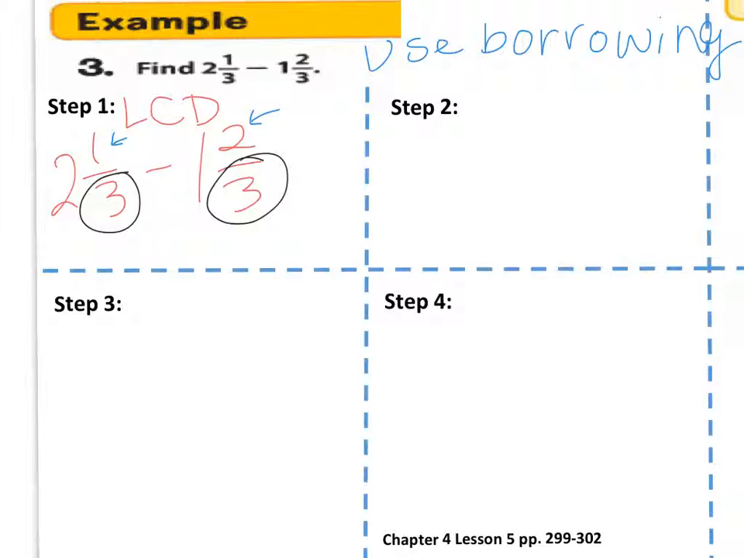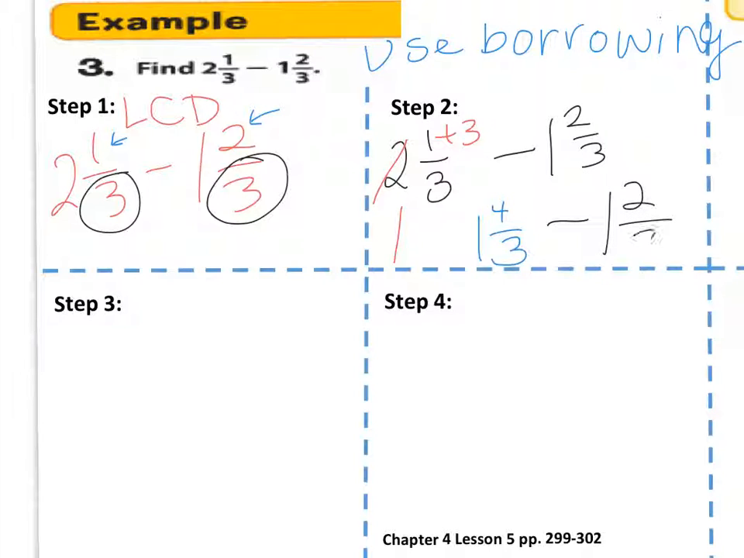In this case, I'm going to take the 2 1/3, and I'm going to borrow from that number 2, and it leaves me a 1. I take whatever's in the denominator and I add it to the numerator. Once I do that, I have a brand new fraction of 1 4/3. The only number that stays the same is the minus 1 2/3, so I'm going to keep that the same. Now that I have a common denominator and I can subtract, I'm able to subtract my two whole numbers, 1 minus 1, which is 0, and now I can subtract my two fractions.